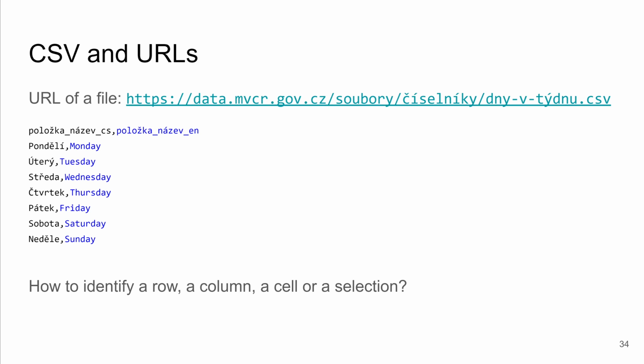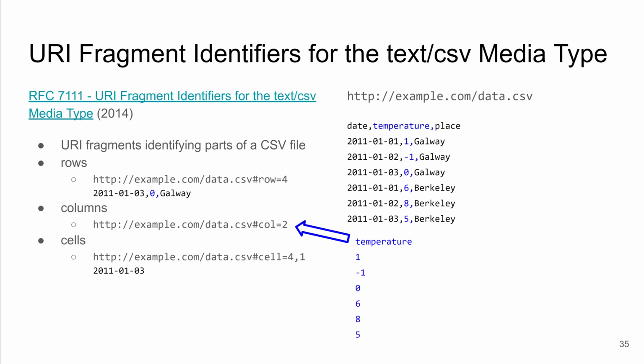Again, remember that when we talked about JSON, I talked about JSON pointers, where you can use a URI fragment to actually point inside your JSON file and point to a specific value. So let's have a look at how this could work for a CSV file. There is actually an RFC for this, RFC 7111, and it defines the fragments which allow us to specify parts of CSV tables that are published somewhere on the web.